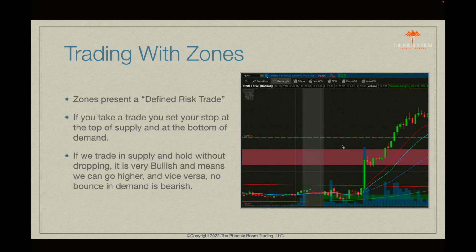So zones present a defined risk trade. If you take a trade, you set your stop at the top of supply and at the bottom of demand. So for example, this is a demand zone here. Let's say you get in this trade long, right? And this is a zone. Remember, it's not like as soon as it passes underneath this line to the penny, you got to stop out. But if it breaks underneath this zone, this is your stop loss.